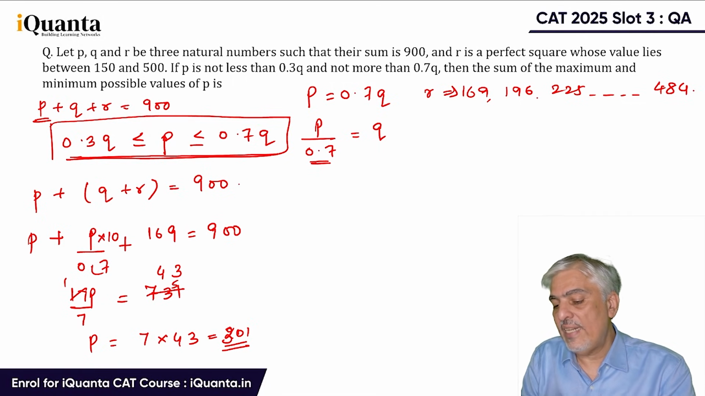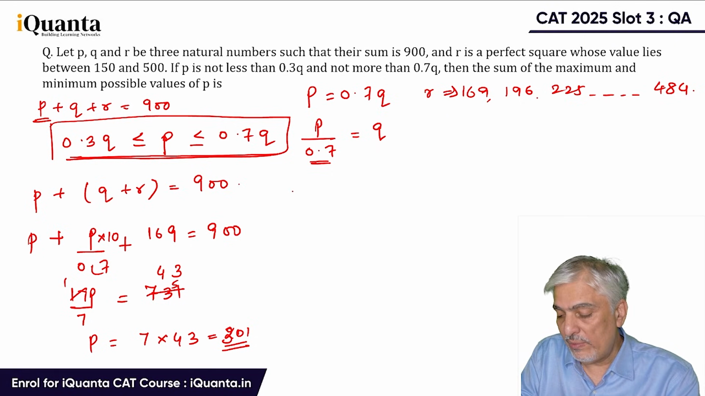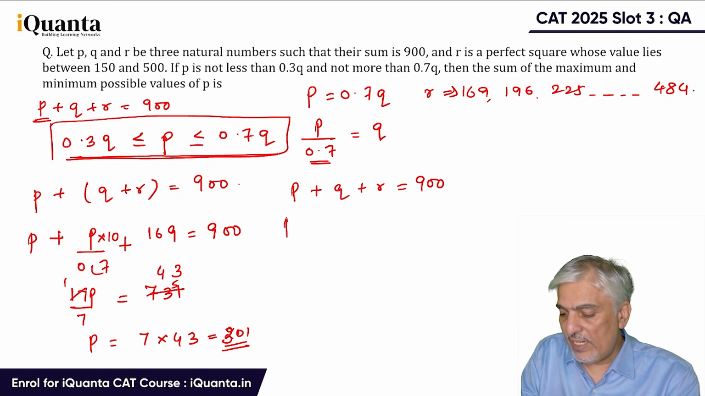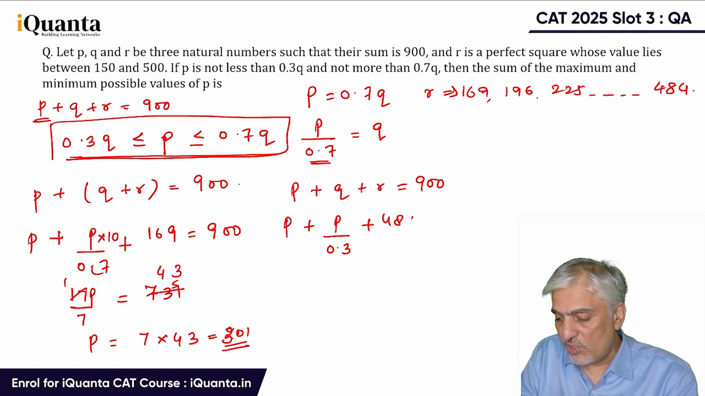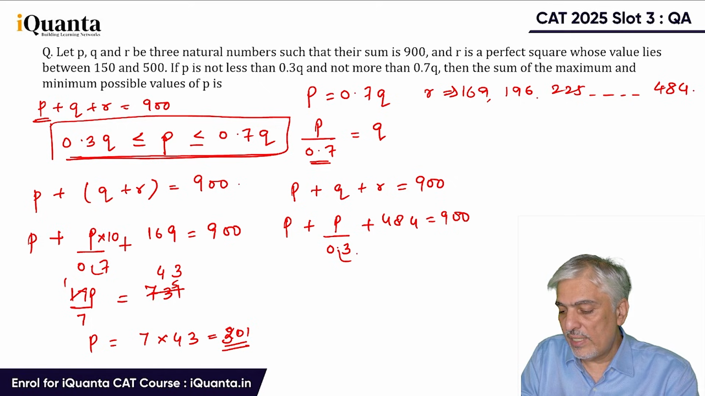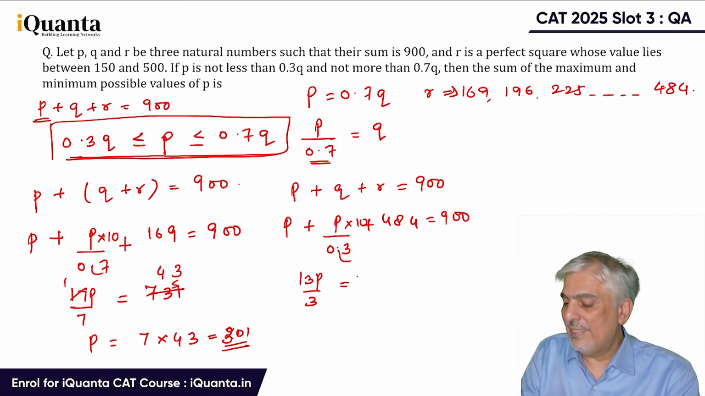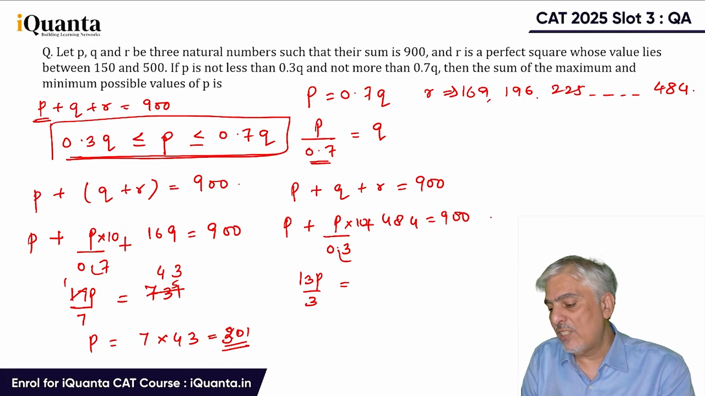Now let's take P to be minimum. When will P be minimum? If Q and R are as large as possible. So if I take Q as large, it will be P divided by 0.3, and the largest value of R is 484. Remove the decimal over here, I'll get a 10P. So this will become 3P plus 10P, 13P upon 3 is 900 minus 484.